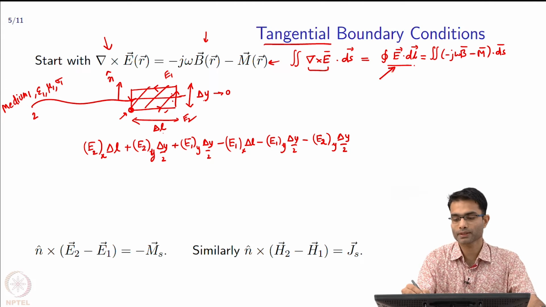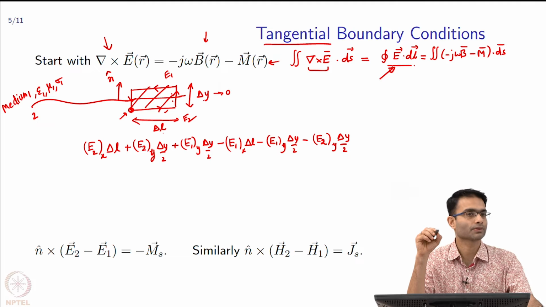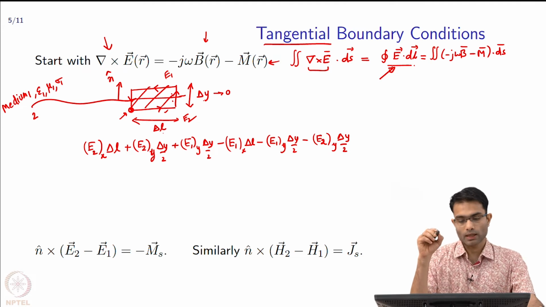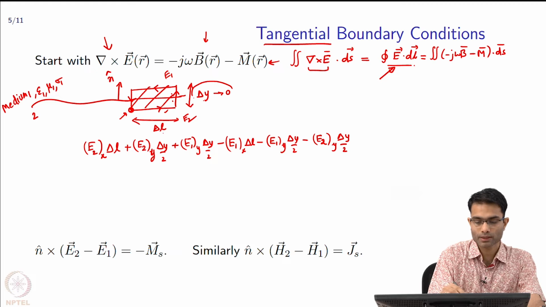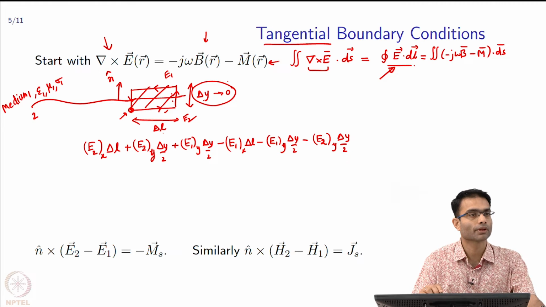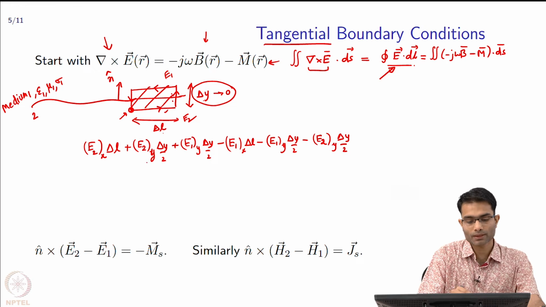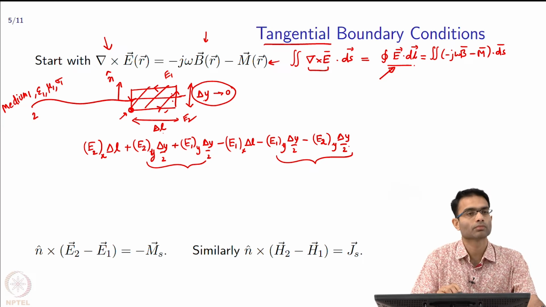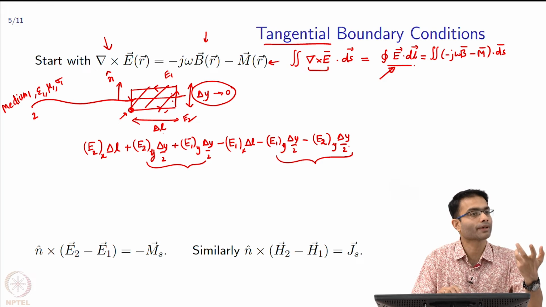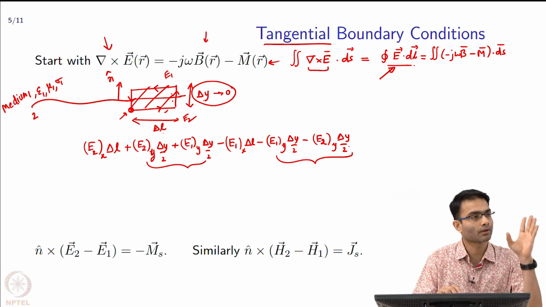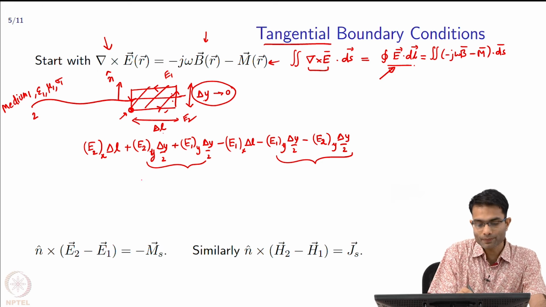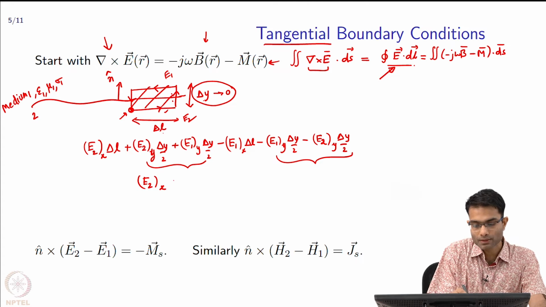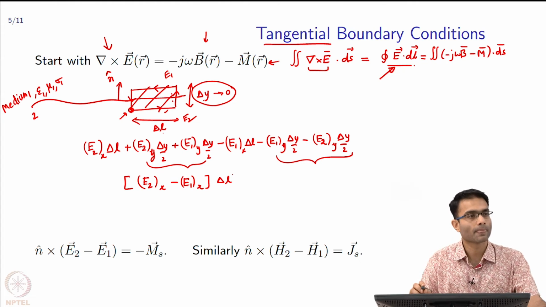So, what I have done? I have calculated this line integral piece by piece. Okay. So, I am going to take the limit, delta y tending to 0. So all the delta y terms over here are going to tend to 0. Another assumption we are making is that these fields are physical quantities, they are not going to blow up to infinity. So, when a finite term is multiplied by a vanishingly small term, I can get rid of it. So, what I will be left with is E2 x minus E1 x multiplied by delta L.